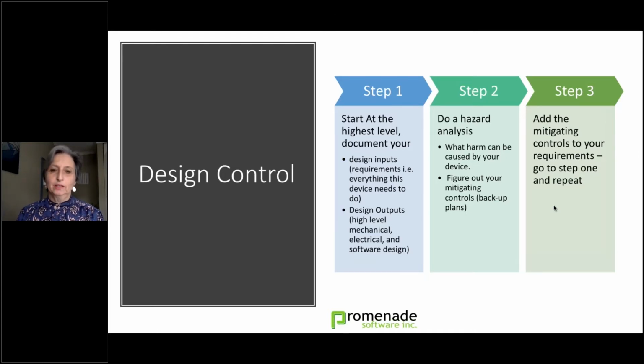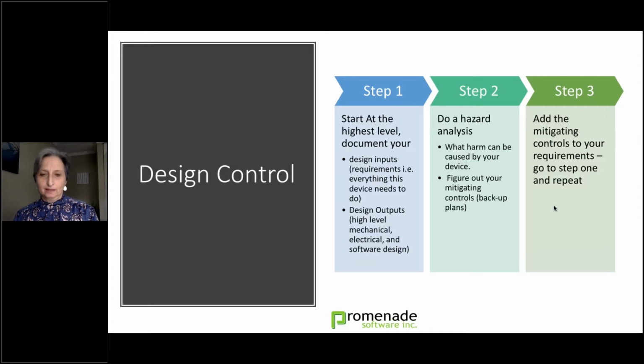So if you designed out your basic architecture, you know what your requirements are. Next step is to figure out how this instrument, if things go wrong, could harm somebody, and what backups you will have to mitigate it. Then step 3 is to put those mitigating controls back into your requirements for your engineers.